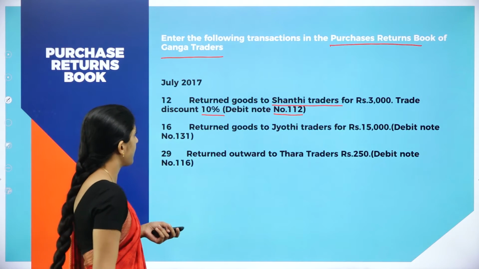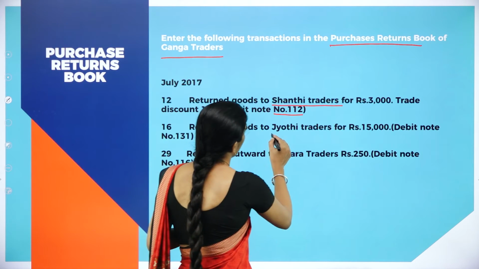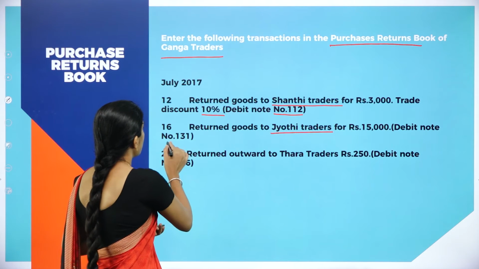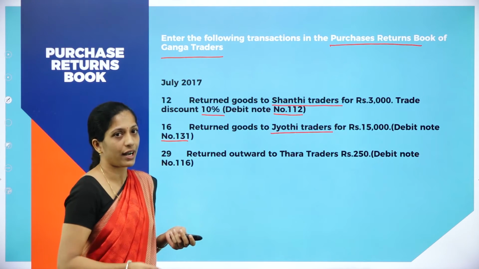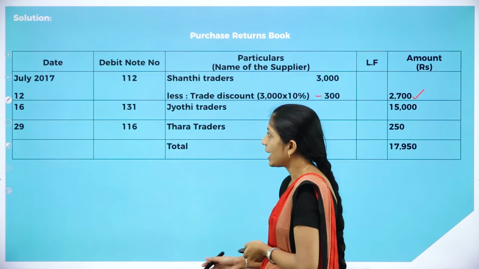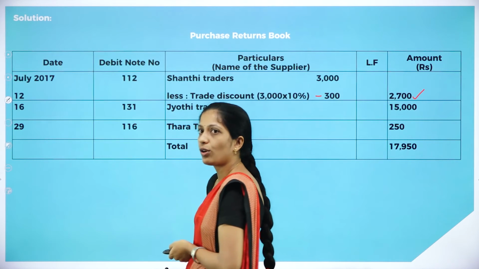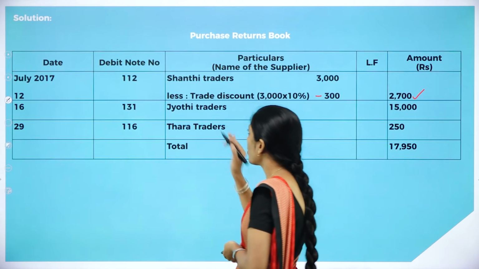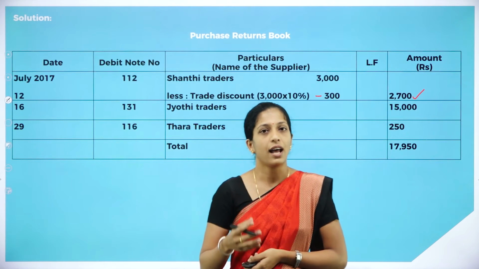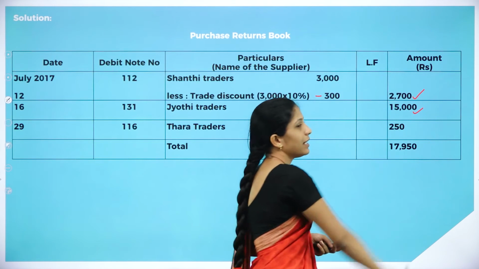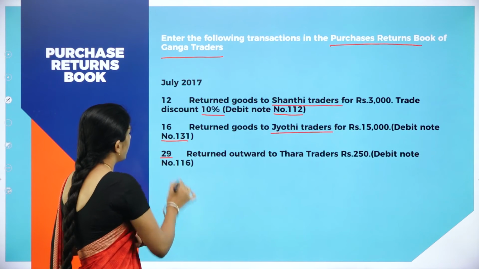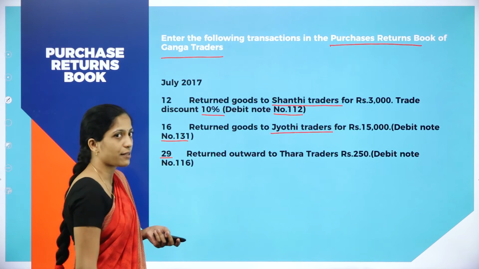Now moving on to the next transaction. 16th July 2017, return goods to Jyoti Traders for rupees 15,000. Then debit note number is 131. Here there is no trade discount. So no need to worry. Now how to record? First we have to write the date, 16, and debit note number is 131. Name of the supplier is Jyoti Traders. There is no trade discount. Directly write the amount. So the amount is how much? 15,000. Clear? Yes.